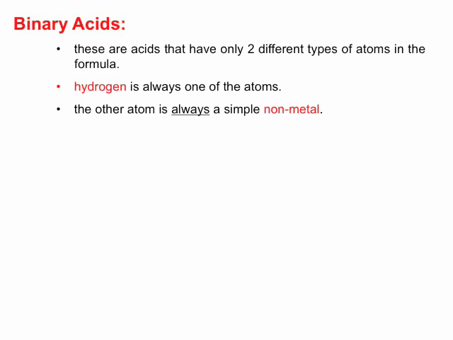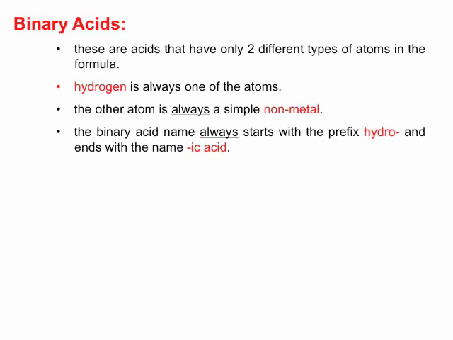The other atom is always some kind of a simple nonmetal. It's just one nonmetal, so one of the ones to the right of the aluminum staircase. I'll give you guys time to copy this down if you don't get it, so don't worry.